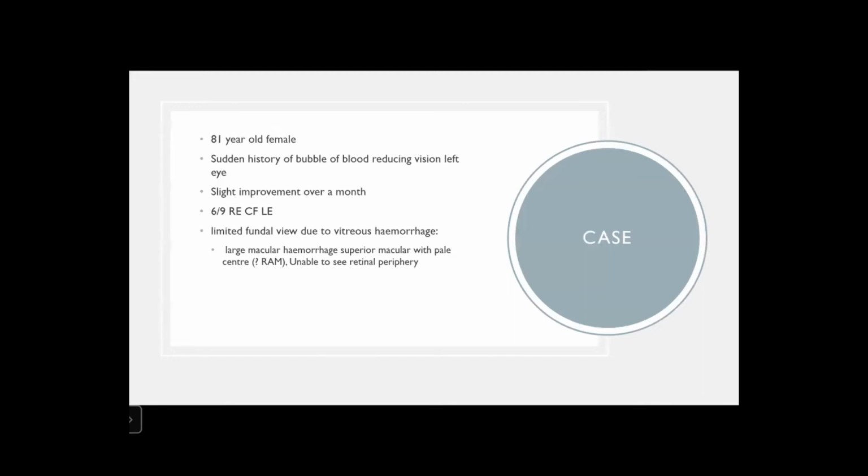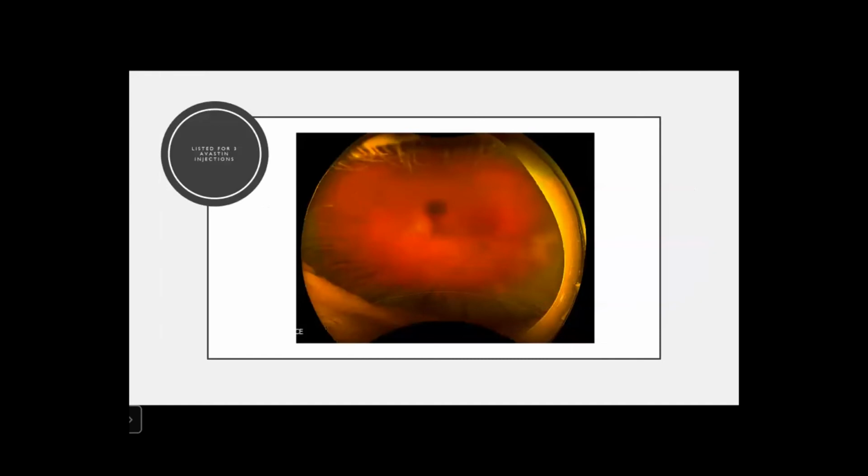This first case is an 81-year-old female with a sudden onset of a bubble of blood, reducing vision in the left eye. She had a slight improvement over the month, but when she saw me in clinic, her vision was 6/9 in the right eye, count fingers in the left eye, and her vision was limited due to a vitreous hemorrhage. She had a large macular hemorrhage affecting the superior macula with a pale center. So I suspected clinically there was a RAM, but I was unable to see the retinal periphery. This was an Optos. I don't have any OCTs to show you because the vitreous hemorrhage was so dense, but clinically I felt that this was a RAM.